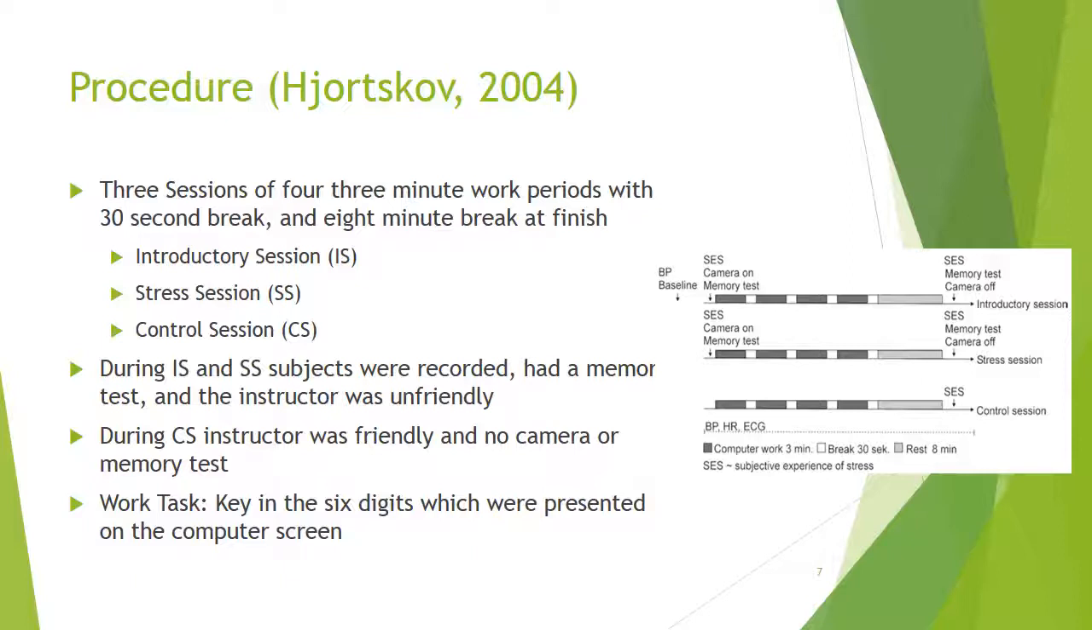stress. During the introductory and stress sessions, the experimenter was unfriendly to their colleagues and neutral or strict towards the subject. Also during the first 2 sessions, there was a memory test in which the subjects were shown a list of words at the beginning of the experiment and told to remember as many as possible and name them off at the end of the experiment. These 2 sessions were also recorded. During the control session, the instructor was friendly and encouraging, and there was no memory test, and the session was not recorded.